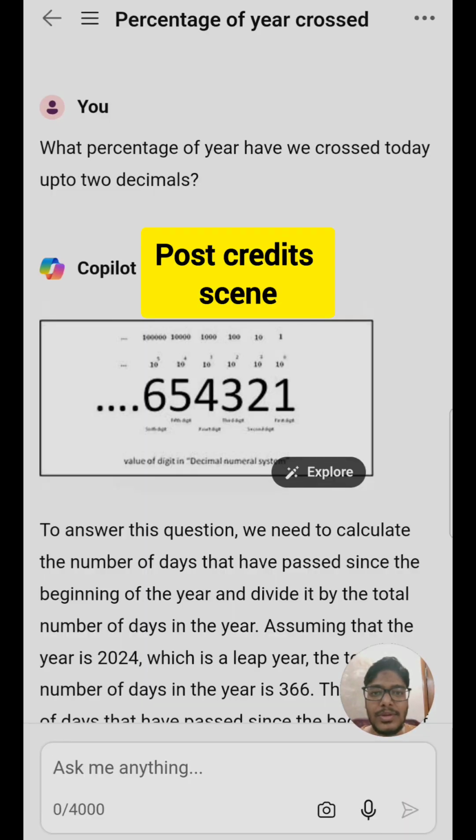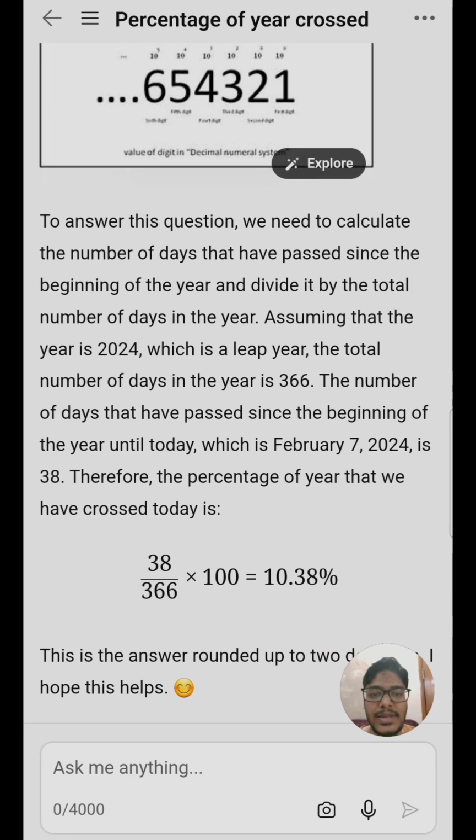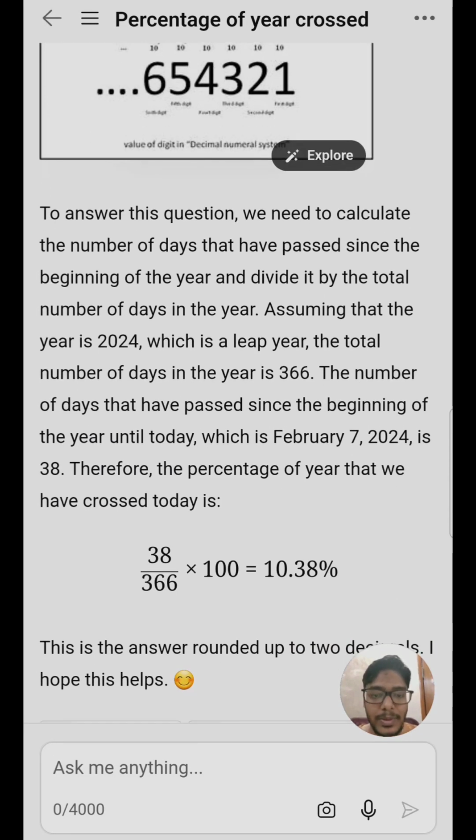Hello everyone, so we are going to calculate what percentage of the year we have crossed today. I asked the same to ChatGPT, and today is February 7, 2024, which means it is the 38th day of the year, and we have already crossed 10.38% of the year. So if you have any goals for the year, it is a good time to start working on them now. Mention any goals that you wish to achieve by the end of this month in the comments.